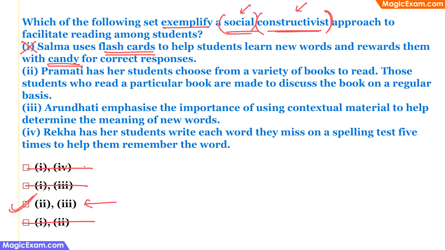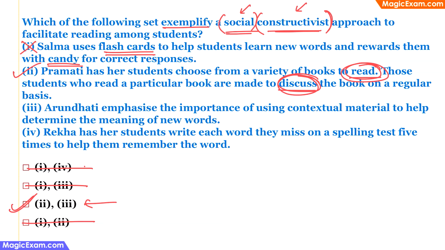Now, let us look at the other statements as well. The next one says, Pramati has her students choose from a variety of books to read, and those students who read the particular book are made to discuss the book on a regular basis. Now, children are getting information by reading the book, and they are discussing, that is, they are interacting with other children in the class, and this is where the social interaction is also happening. So, the information and the social interaction are happening, and children are able to construct the knowledge in their own mind. So, this is an example of social constructivism.